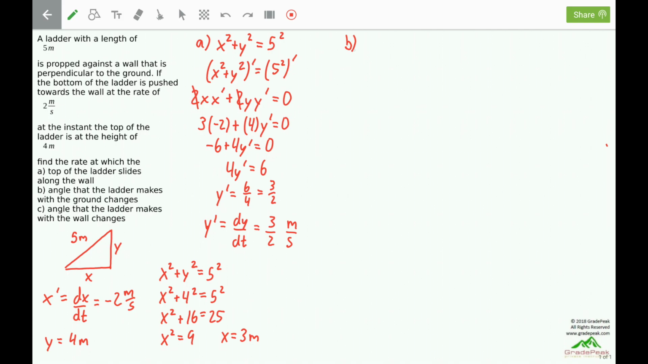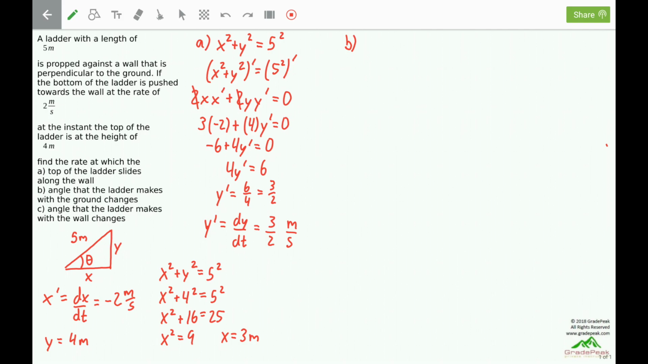For part B, we want to look for the rate at which the angle that the ladder makes with the ground changes. On the picture, it's this angle. I will name it theta. We now need to relate theta to one of the variables that we know the rate for. We know the rate for x, that was given, and we just found the rate for y, so we can use either one of those. It's best to also use the constant, which turns out to be the hypotenuse on this triangle.